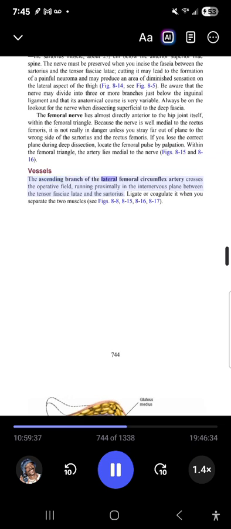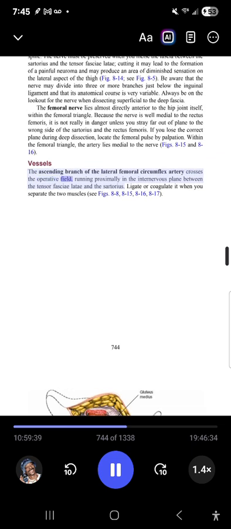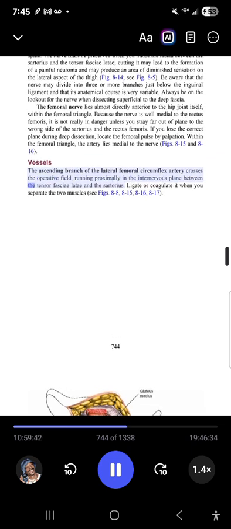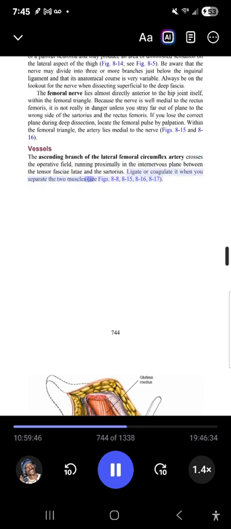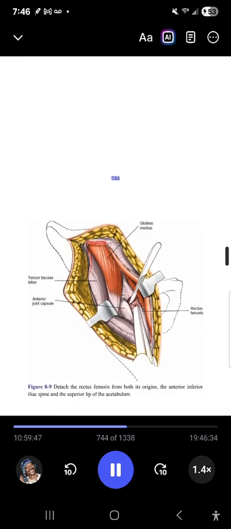The ascending branch of the lateral femoral circumflex artery crosses the operative field, running proximally in the internervous plane between the tensor fasciae latae and the sartorius. Ligate or coagulate it when you separate the two muscles. See Figs 8-8, 8-15, 8-16, 8-17.